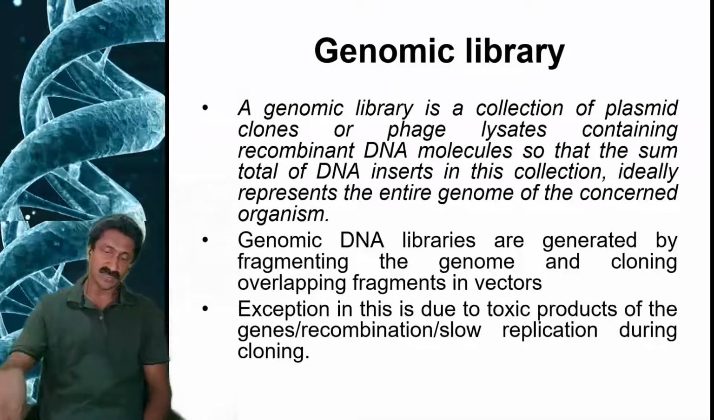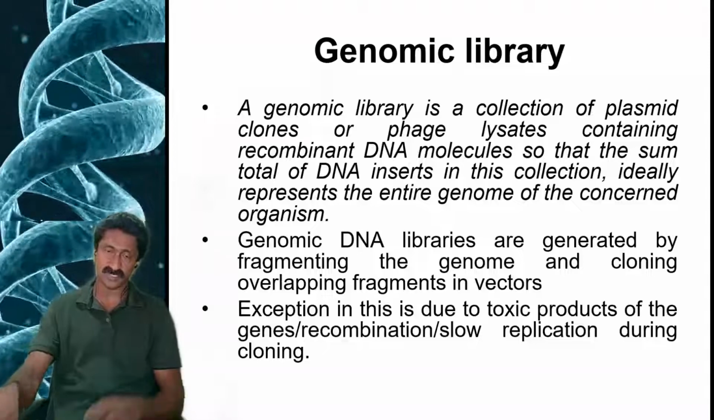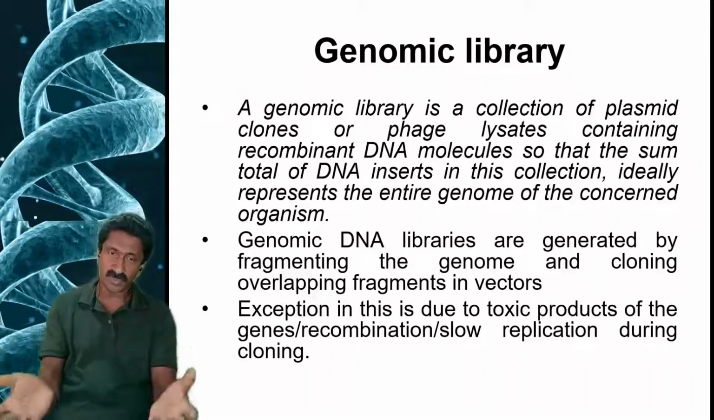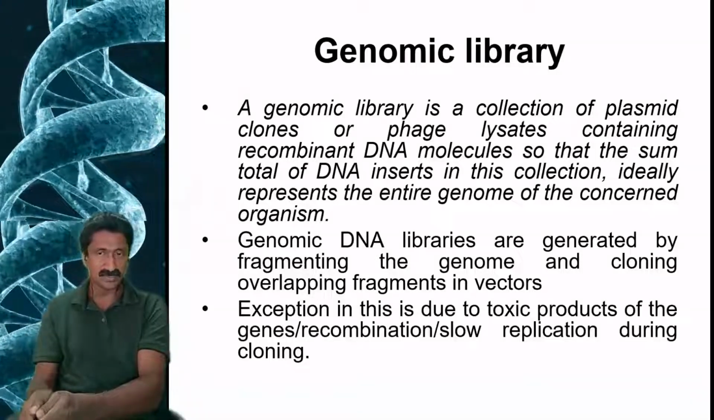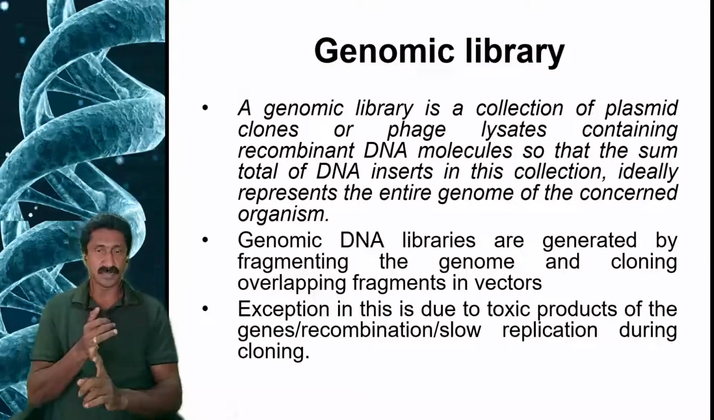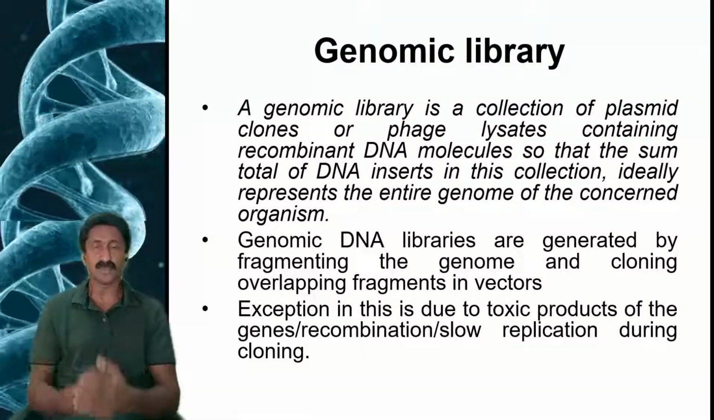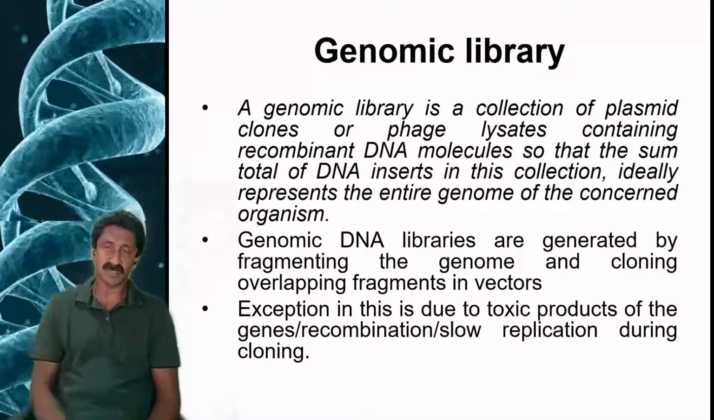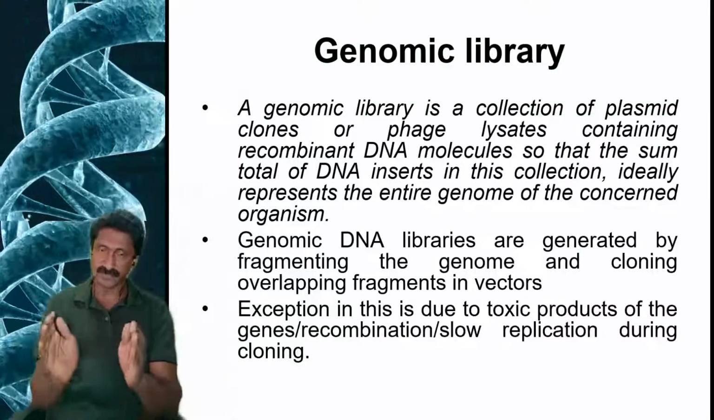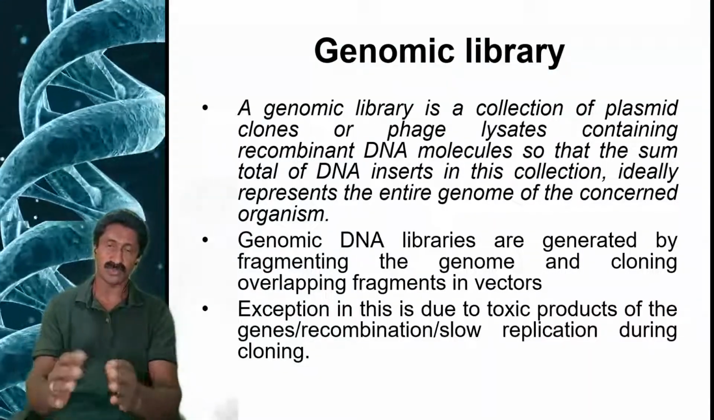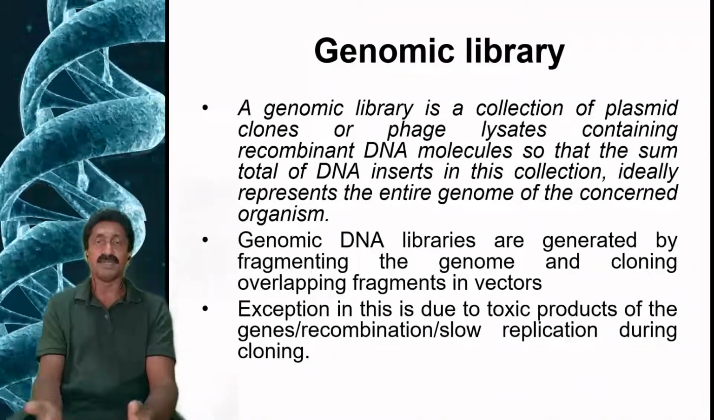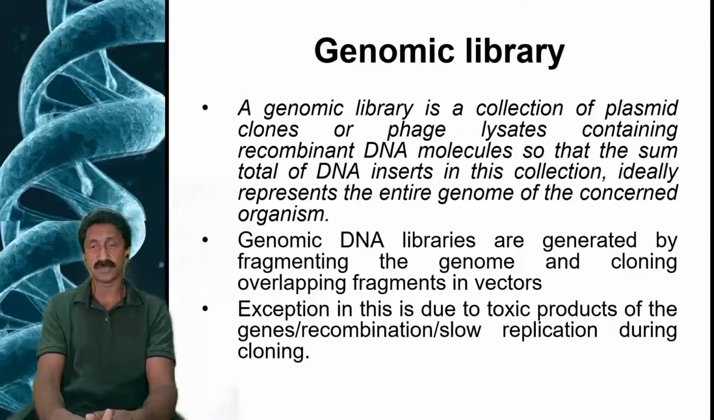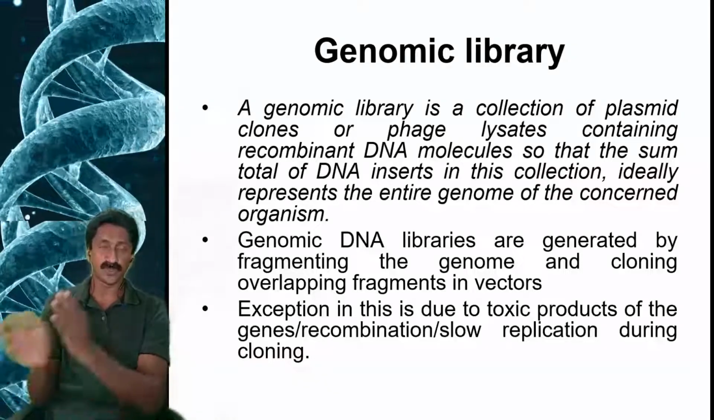So if the product of that concerned clone is preventing the host cell from growing, then it will not be grown. So it will not be represented in the genomic library. Also, slow replication of some of the clones, etc., will result in elimination of that particular clone from the library. So most probably it will represent the sum total, or 100%, of the genome. But based on the procedures, if it is producing a toxic product or resulting in a slow replication process, that will gradually eliminate the slow growing clones from the library.